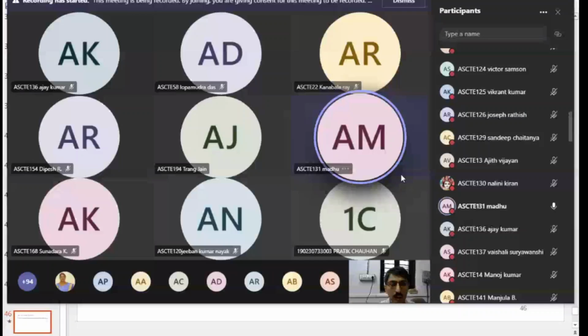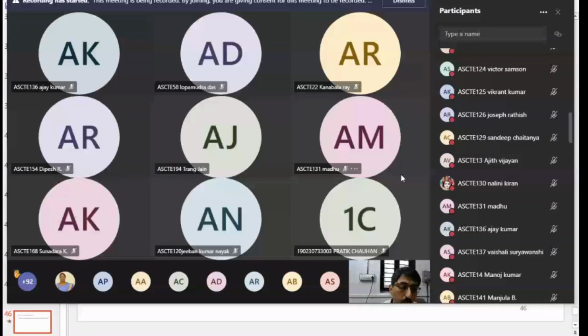So I had hybridized many algorithms and combined them into one algorithm. It means I hybridized the functionalities of almost 5 to 7 algorithms, and I have clubbed them into one.